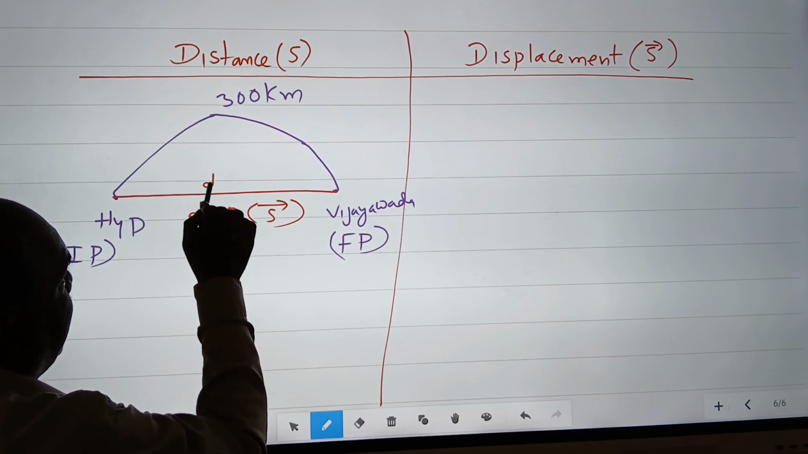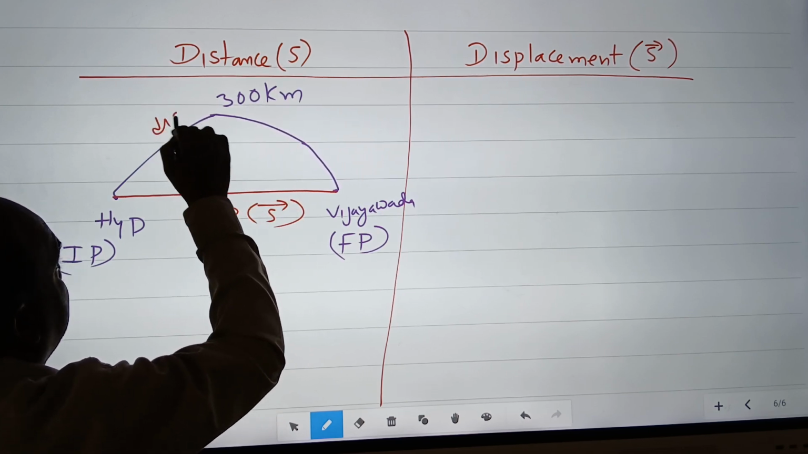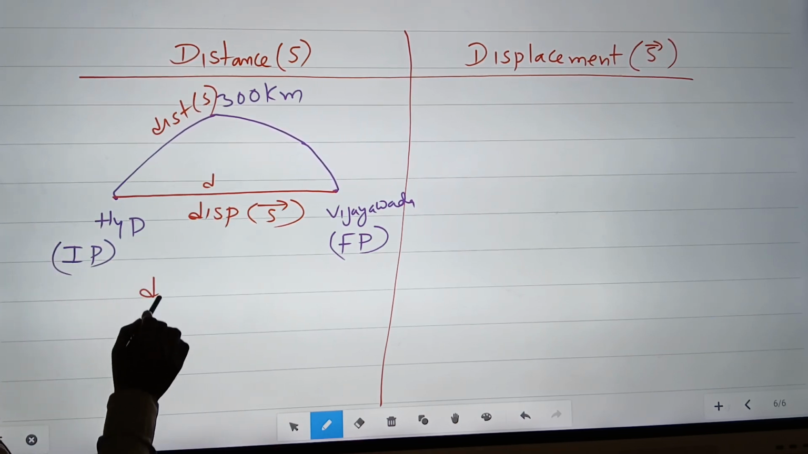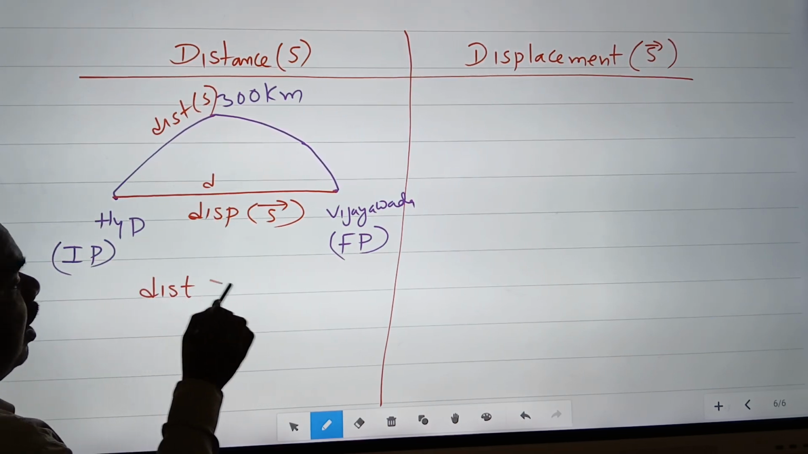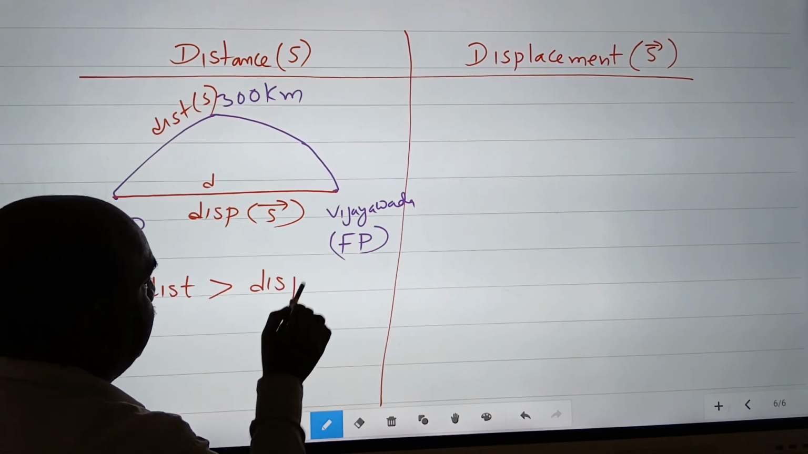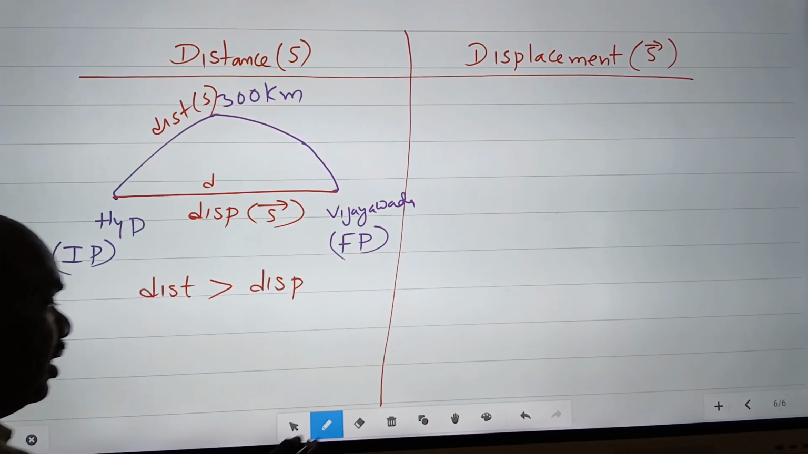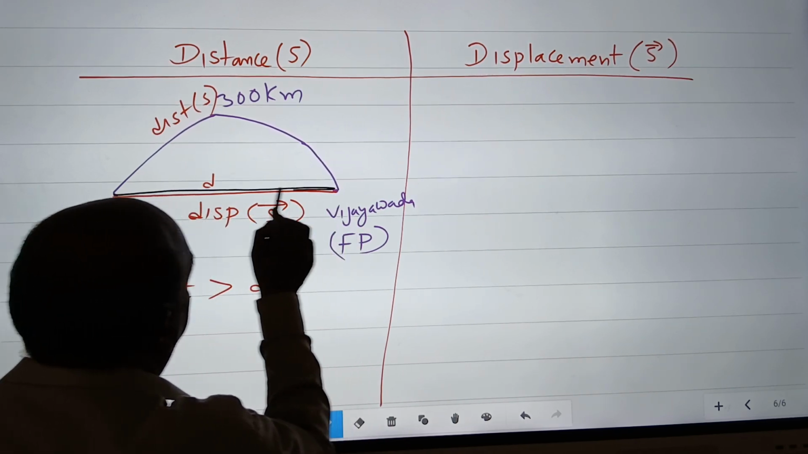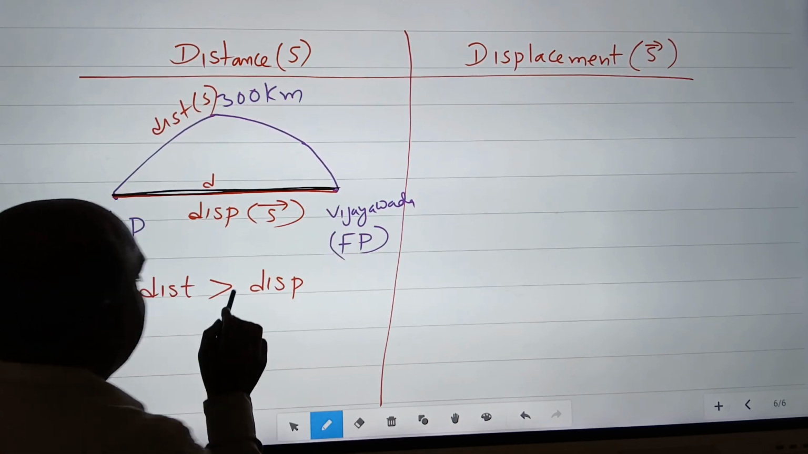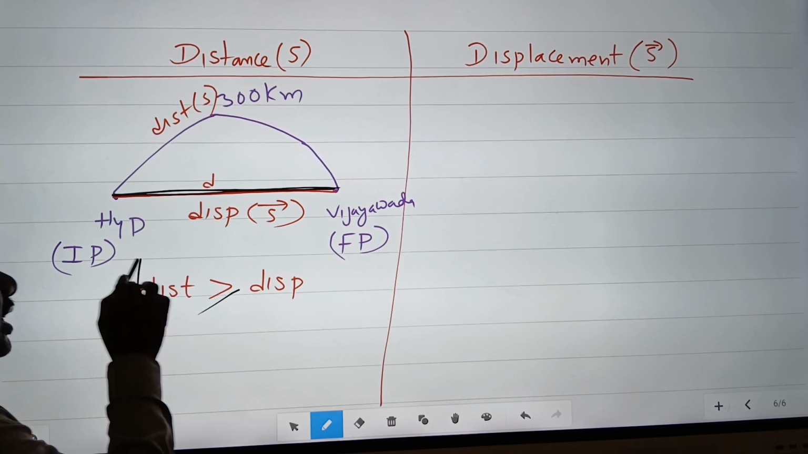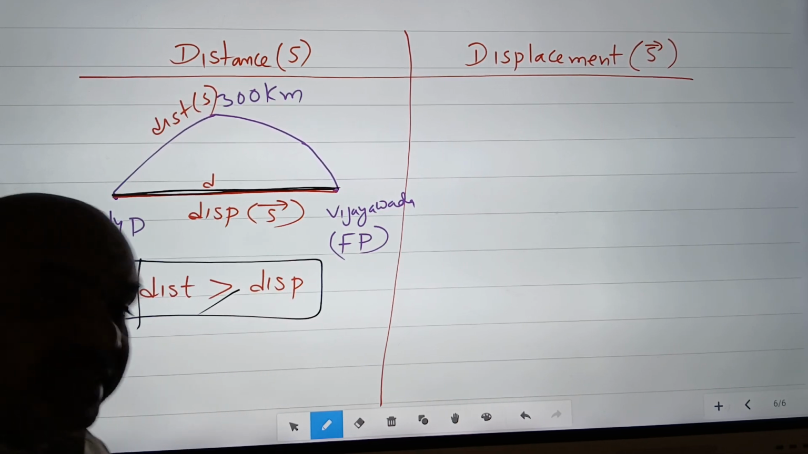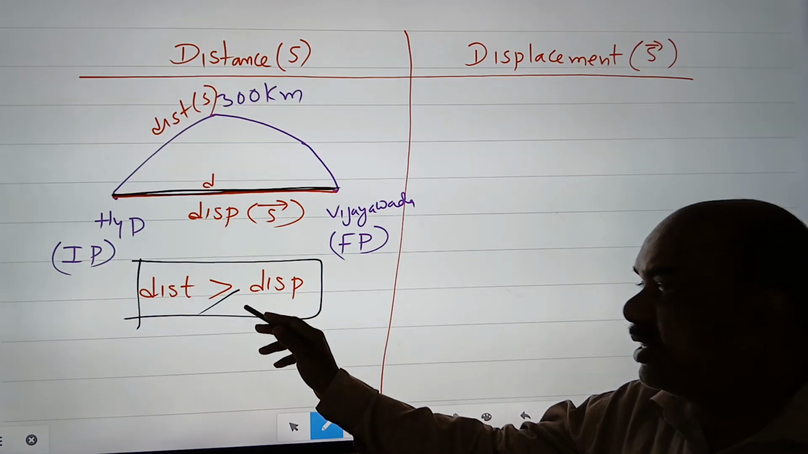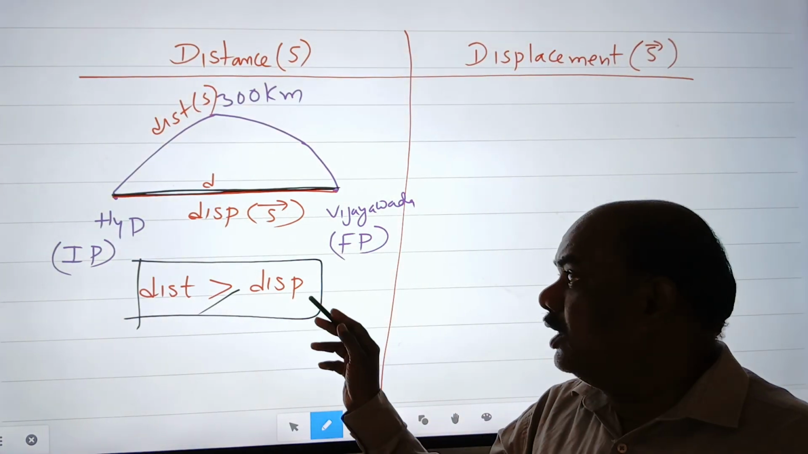This is displacement, and this is distance. Distance is s, displacement is s bar. From this you can easily understand that distance is always greater than displacement. Suppose sometimes bus route and flight route both are the same. Sometimes there is a same path. Distance and displacement are sometimes equal. Distance is most of the time greater, sometimes equal to the displacement.